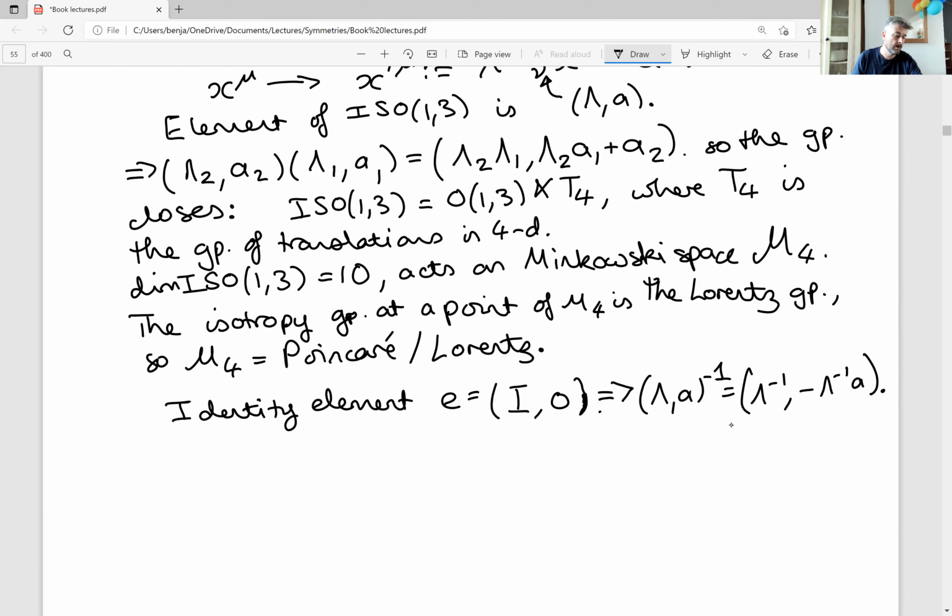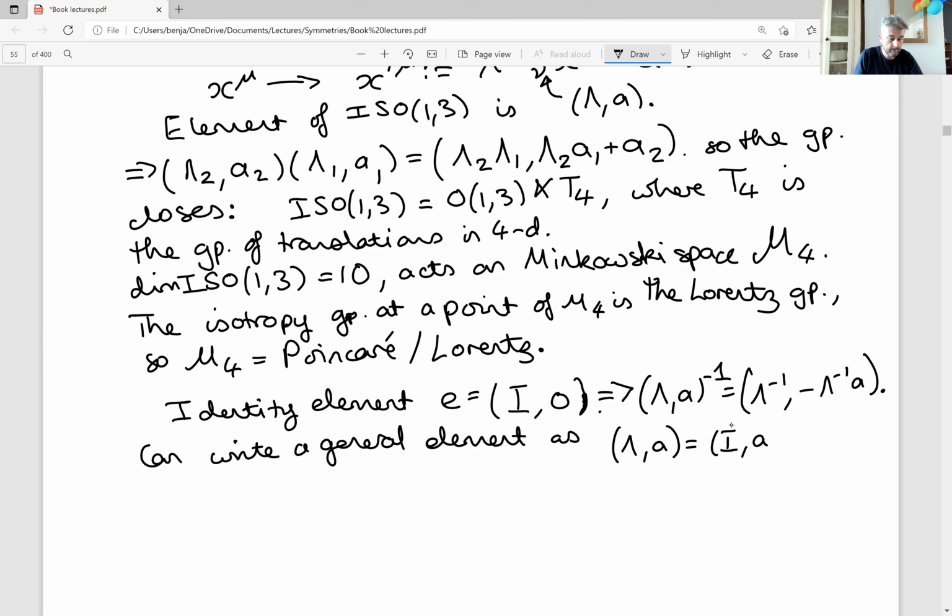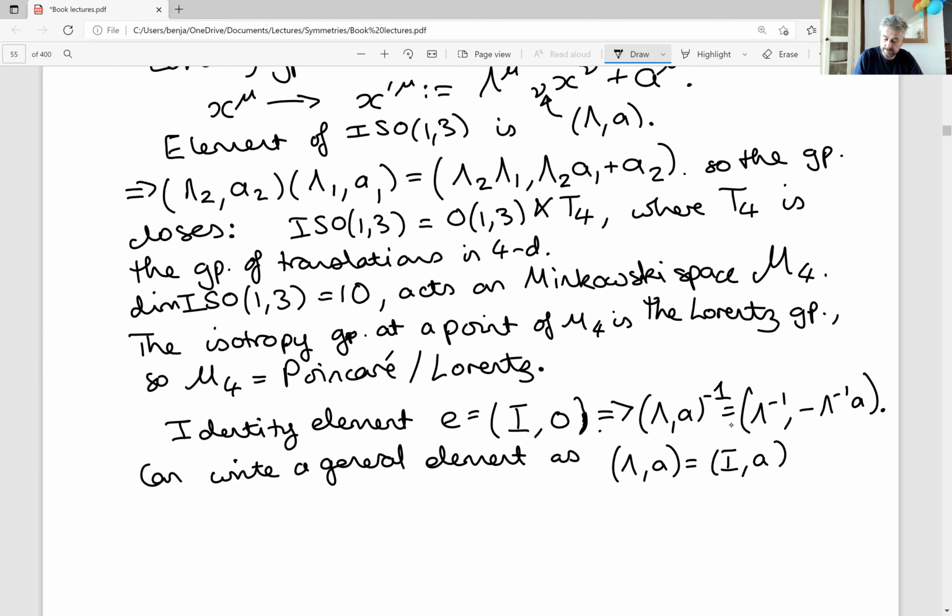Okay, so you can always write an element of the Poincare group. We can write a general element, that's lambda comma a, as first of all, you do a Lorentz transformation and then you do the translation. We can write it in this form. But the ordering here is, of course, important.